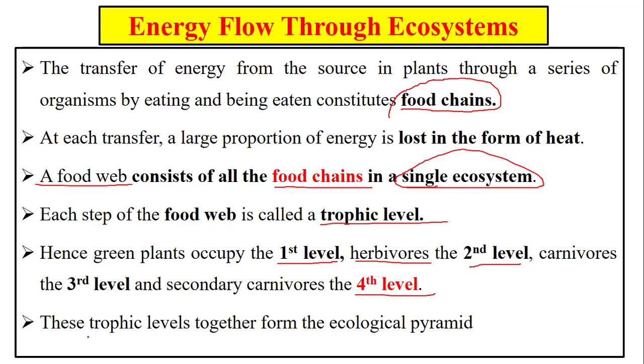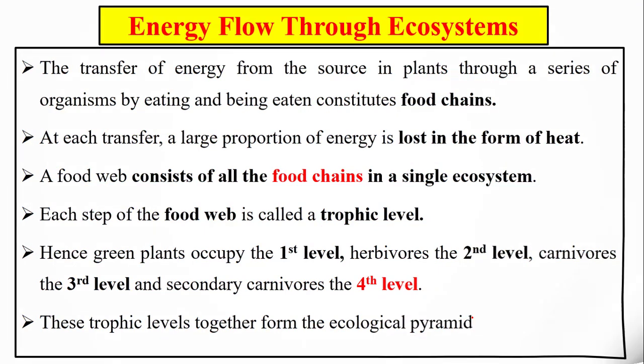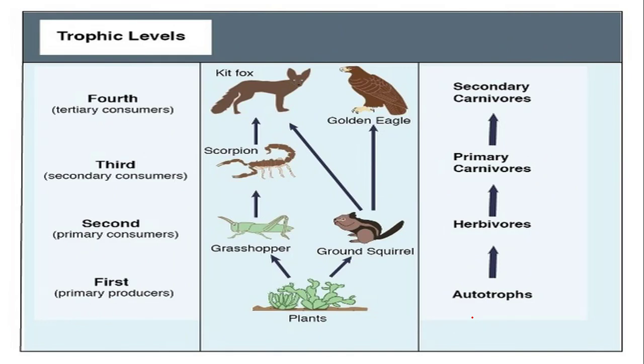Those trophic levels together form the ecological pyramids. This ecological pyramid can show the sequential transformations of energy from one organism to the next organism, to the next and next, up to the last or the fourth level, right? Here is what it seems like. These are the trophic levels, right?